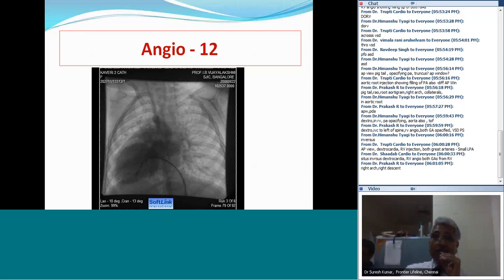Now, it is not classic because, see the left subclavian going? Had it been a classic BT shunt, Prakash, the subclavian would be compromised. The subclavian would tilt down to make the anastomosis. So this is a modified BT shunt only. I would tell you that your chance of seeing a classic BT shunt is very remote.